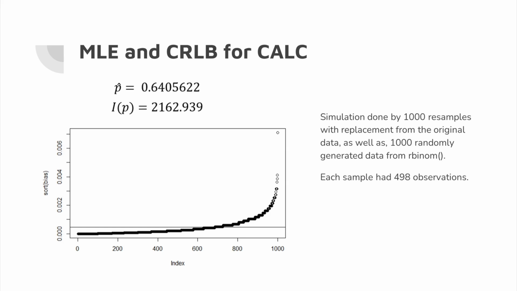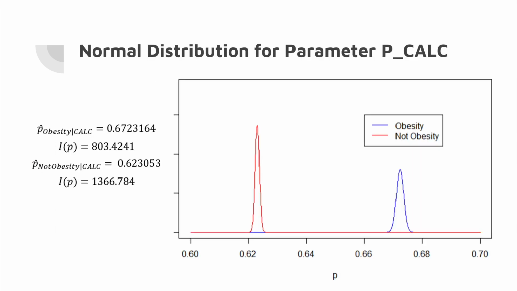On the figure on the left, we first plot the division of 1 by the Hessian as our lower bound. And we can see again that 70% of the data is below that bound, which validates our results. Finally, we can see that the proportion of people who are obese and consume alcohol is higher than the proportion of people who are not obese and consume alcohol. Hence, our null hypothesis is not rejected.